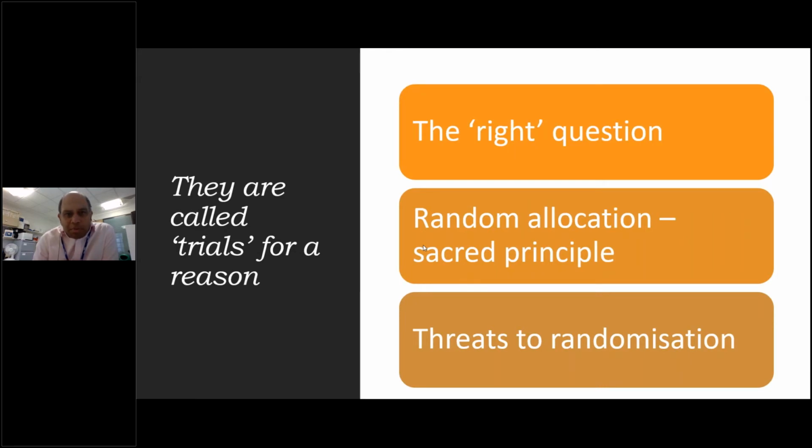So just 2 or 3 topics really on RCTs, and I just wanted to start by saying, they are called trials for a reason, because they are trying, and because they do take a lot out of you, and that the right question is quite important for an RCT. But also I'll talk to you a little bit about what the principle of random allocation is and why it's so important, why everybody focuses on it so much, and also talk to you a little bit about any threats to randomization. So those are the only 3 things I'm going to talk about. I'm not going to go into the nitty-gritty of how to do a trial.